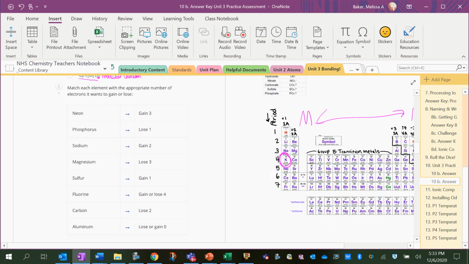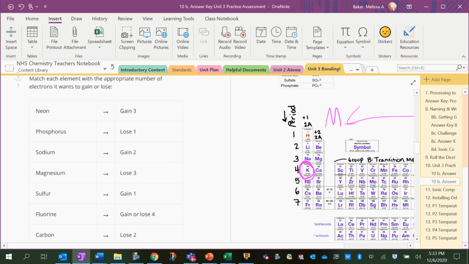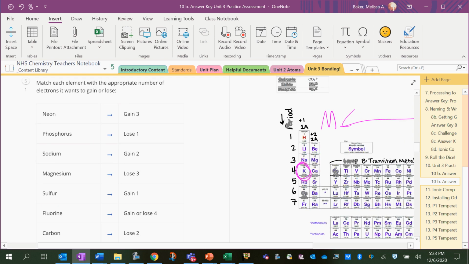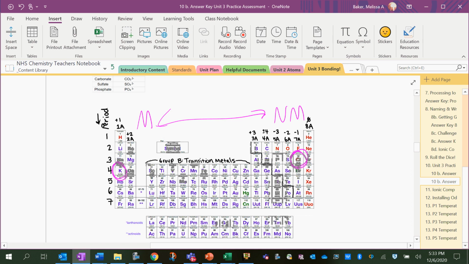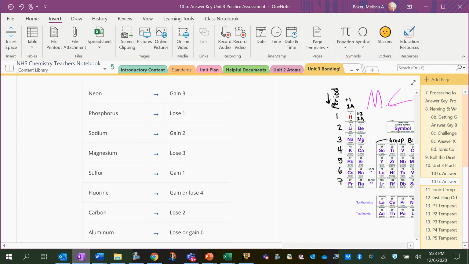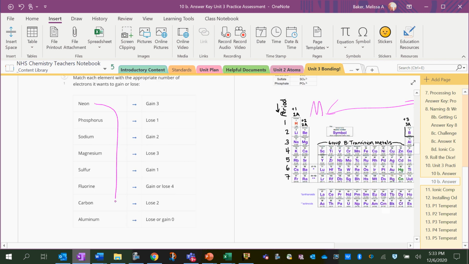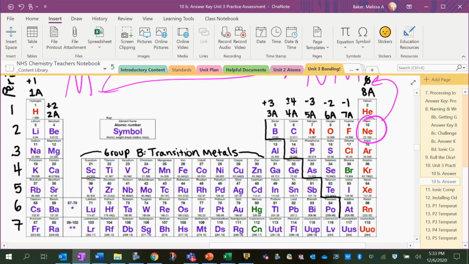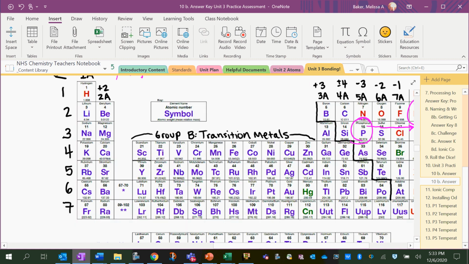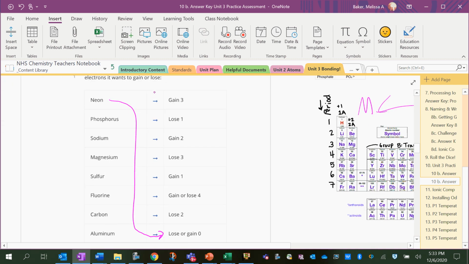For the next one, it says match each element with the appropriate number of electrons it wants to gain or lose. So if we go to neon, neon is number 10. It doesn't want to gain or lose anything because it's already in the perfect group, the noble gases. So neon wants to gain or lose 0. Phosphorus is right here. It would like to gain 1, 2, 3 to be like argon. So phosphorus would like to gain 3.